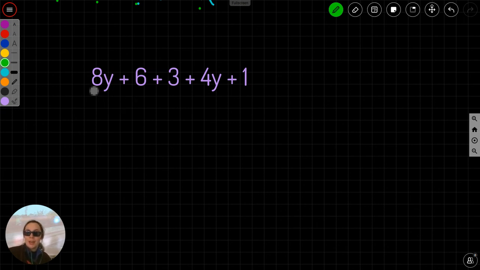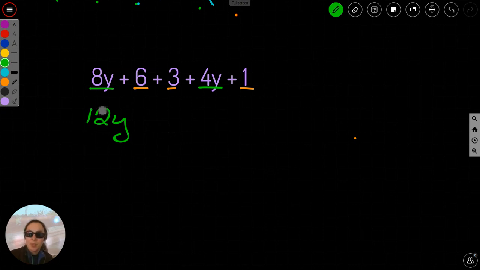Well, this one has a y and this one has a y. So these are like terms. And 6, 3, and 1 are all constants, so they are also all like terms. So let's look. We are all adding across here. It's 8y plus 6 plus 3 plus 4y plus 1. So we're not getting rid of anything just yet. We're just adding. So here I have a total of 8 y's, and over here I have a total of 4 y's. So if I combine those y's, 8 plus 4, I'm going to get 12 y's again.